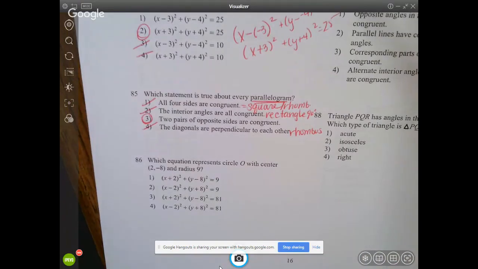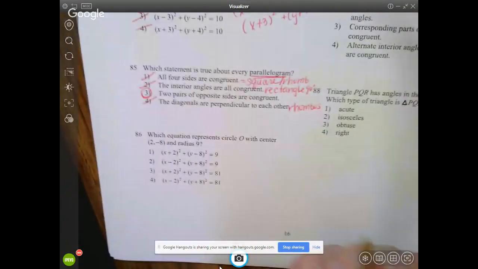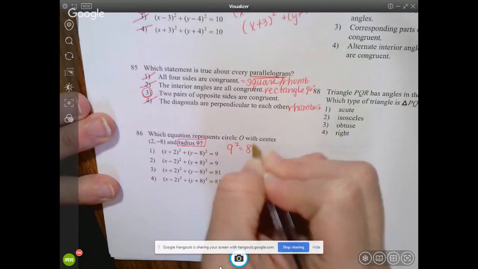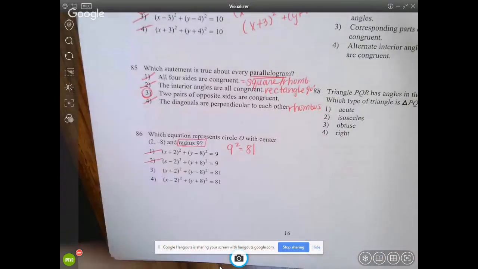Okay, here's another circle question. There's a lot of circle questions. It tells us which equation represents, here the radius is 9. 9 squared gives us 81, so we can eliminate choice 1 and 2.